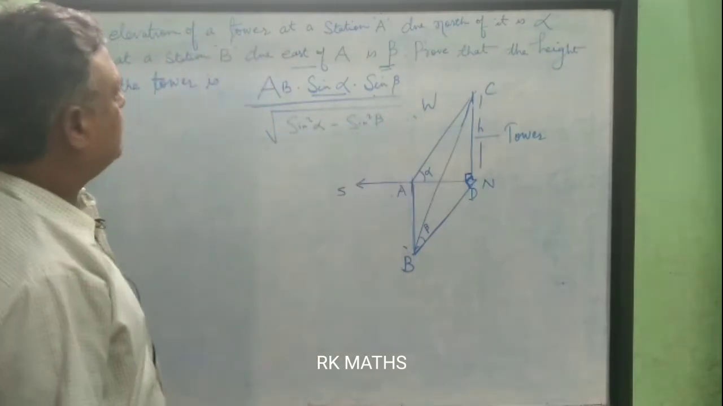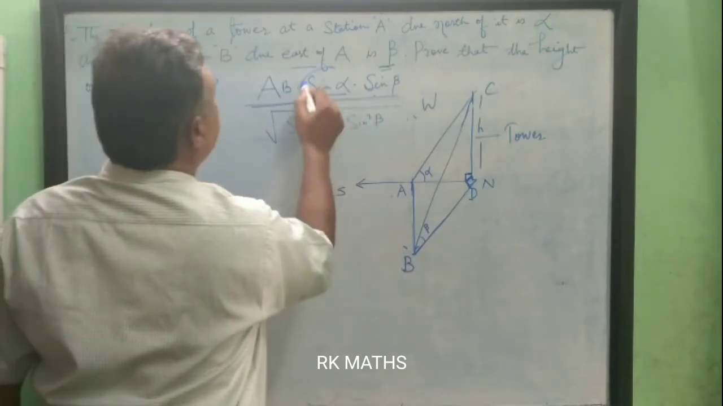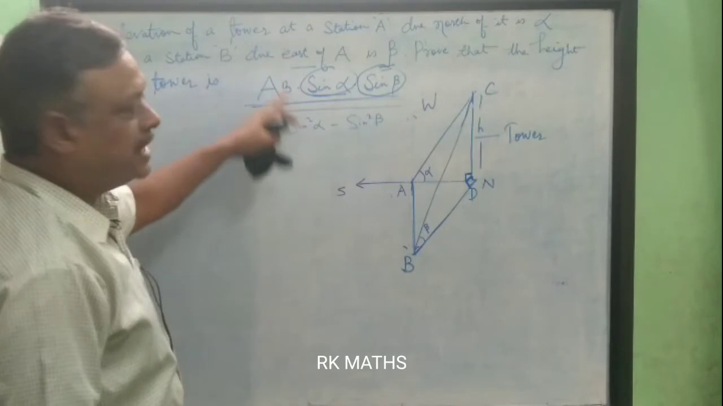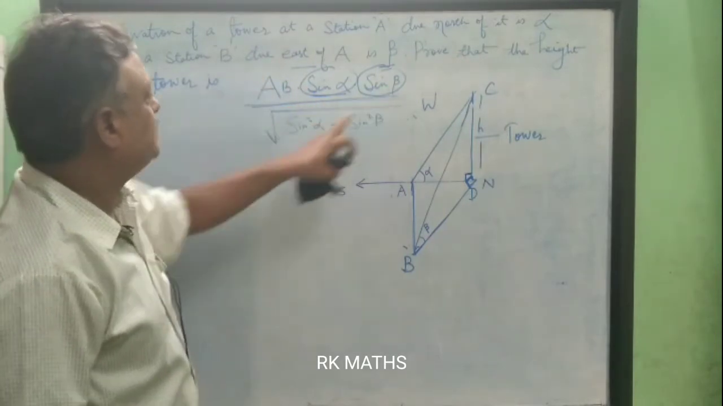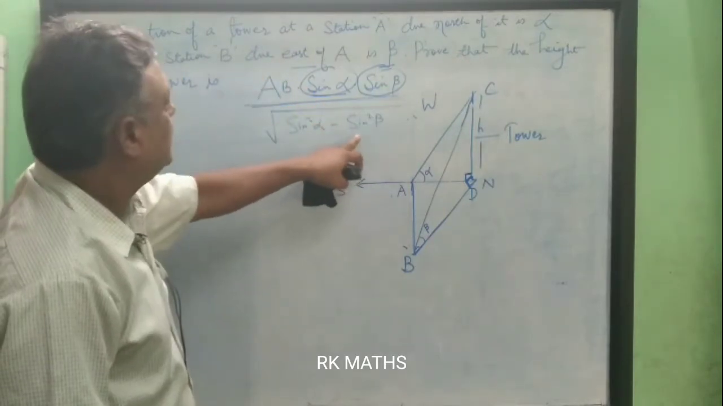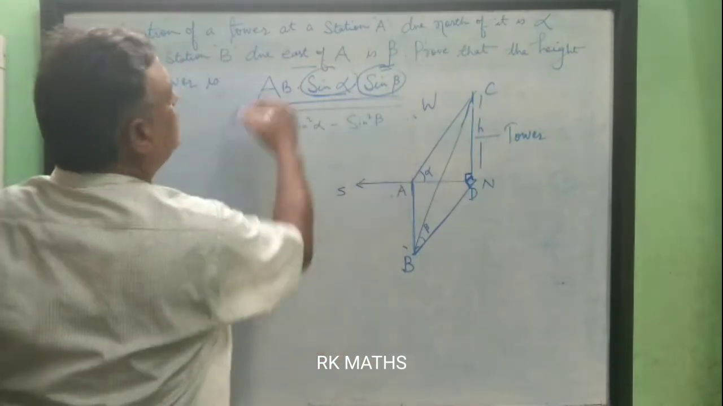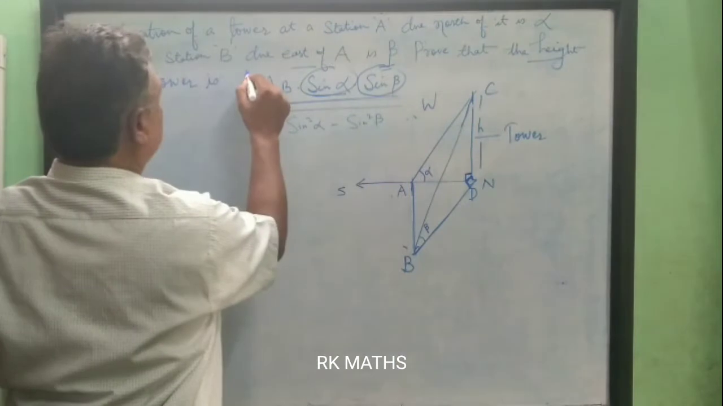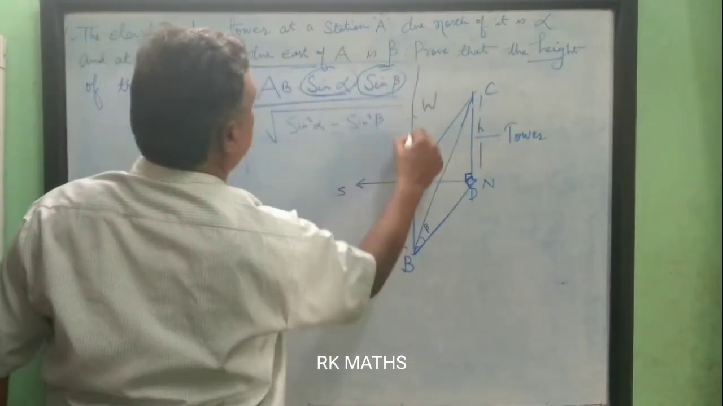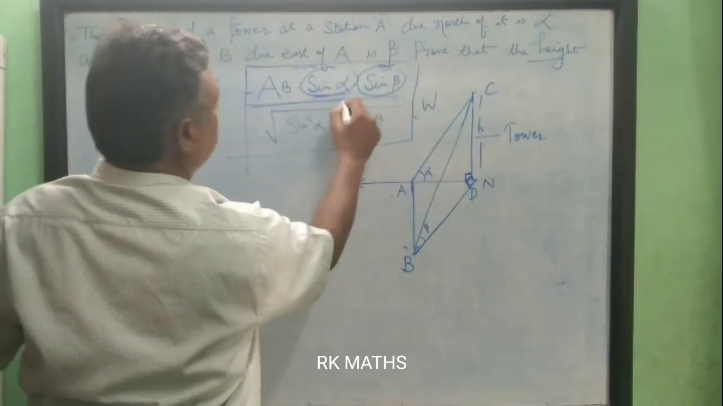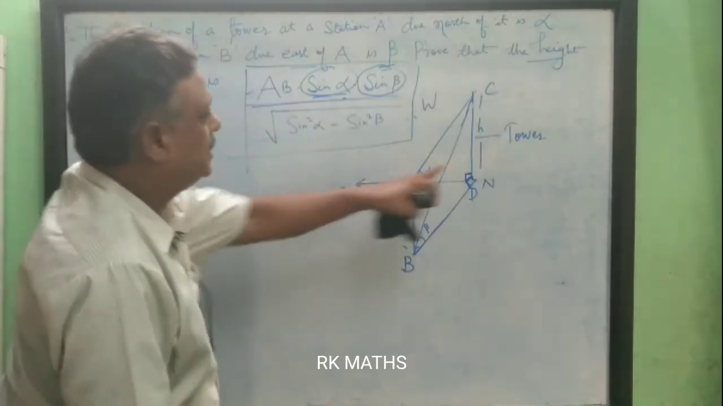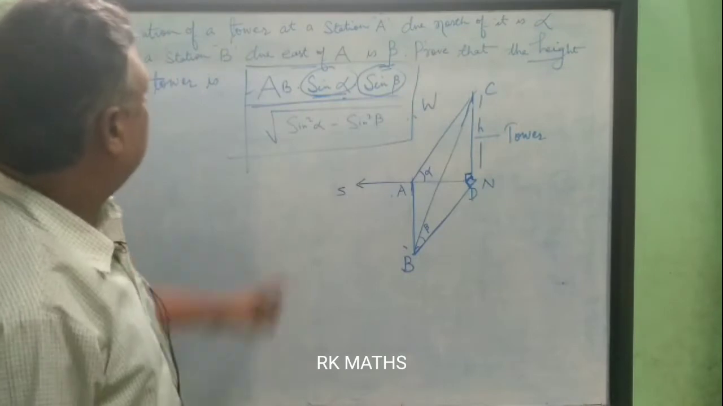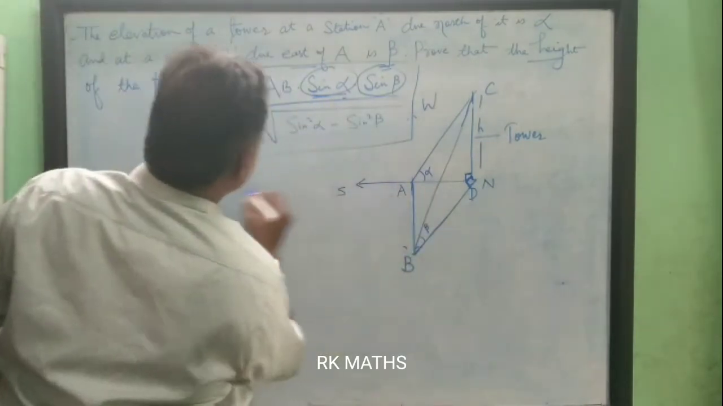It is very easy question. Only we have to take the ratios sin alpha and sin beta and put up the value sin alpha, sin beta, sin square alpha minus sin square beta. Then this should give height h. By putting the value of all the ratios, this should give h. This we have to prove. So take all ratios.